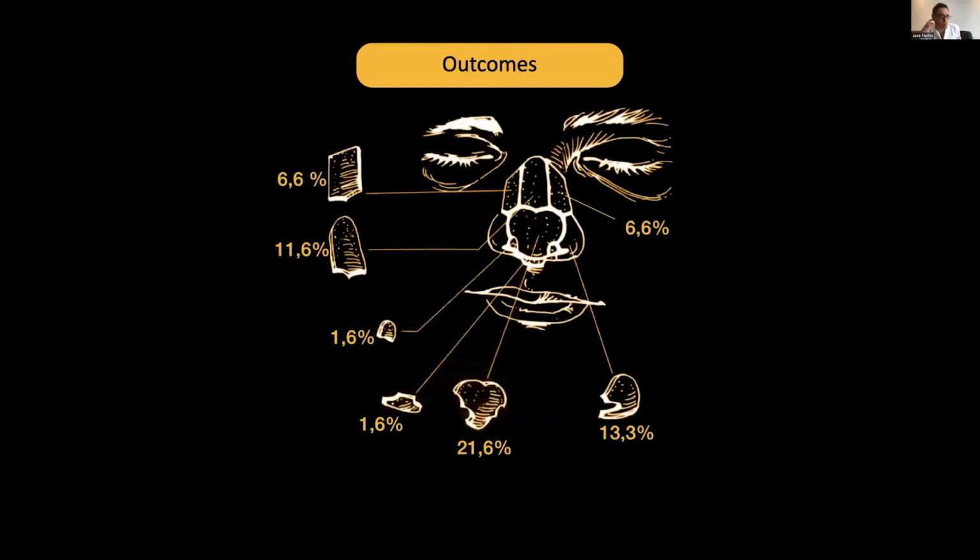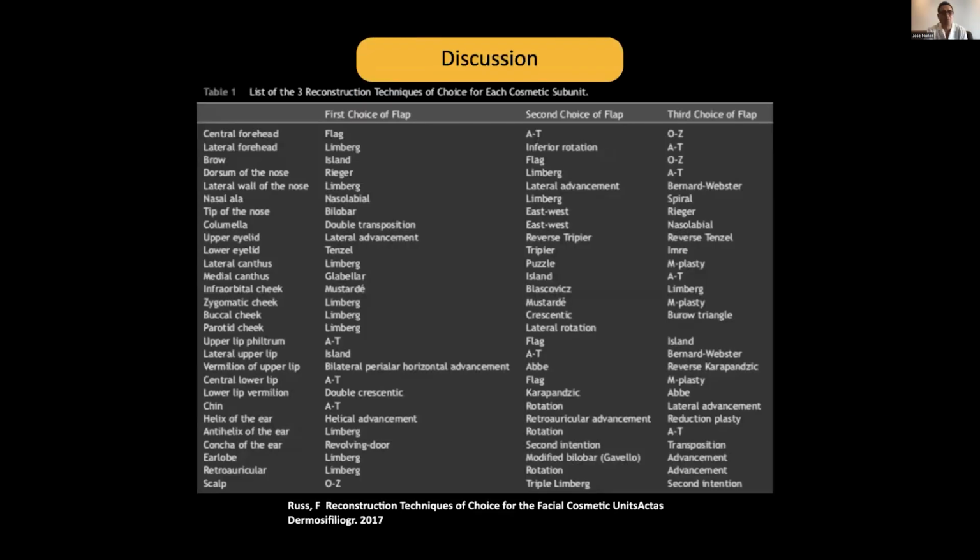The more common defect was 21% and no more than 22%. I found this paper where 20 expert surgeons in facial reconstruction were asked what is the best option for them to close the different facial defects.